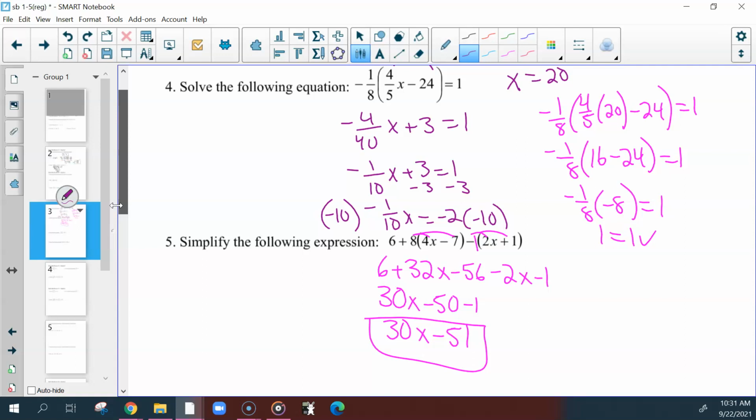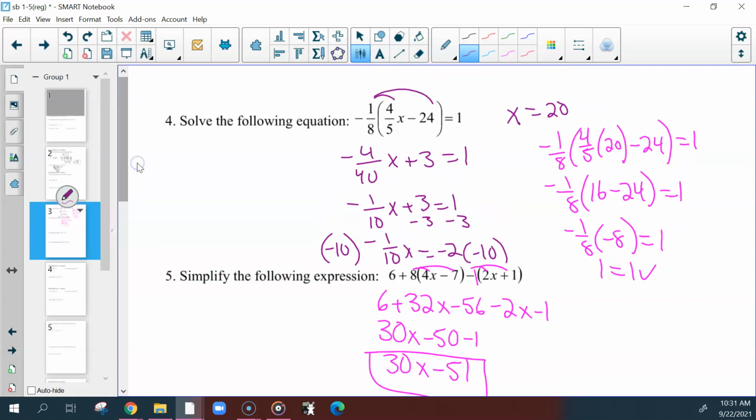I just distributed the brackets, so I multiplied across: negative 1 times 4, 8 times 5, negative 1 times negative 24, and then divided by 8. Or you can do 8 times 1 and then divide it.